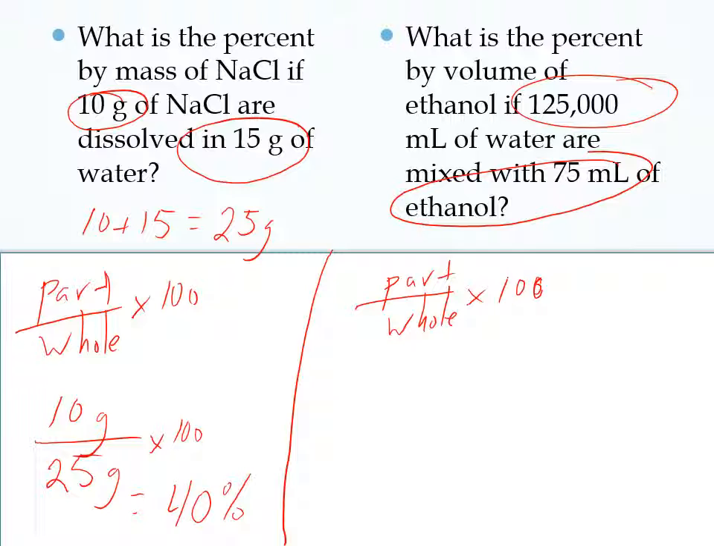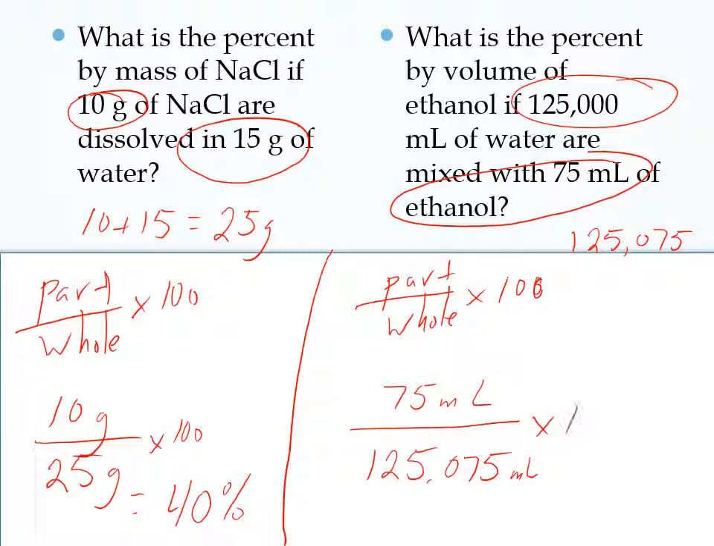So our total will now just be 125,075. We'll put that at the bottom. So we have our 75 milliliters of ethanol as our part. As the whole on the bottom, it's the 125,000 plus 75. So it's 125,075 milliliters. And we times that whole thing by 100. And when we get our answer, it's a really small decimal. This is going to be 0.0599% by what I have written down here.